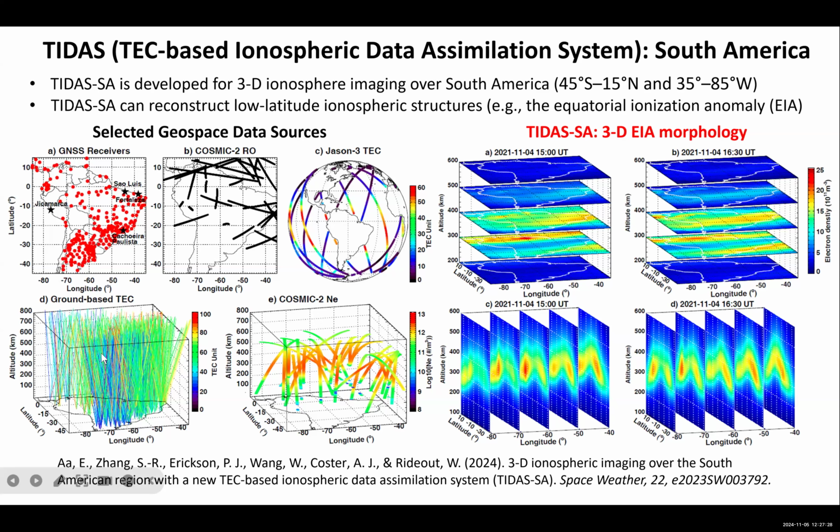This is the line-of-sight total electron content. And this is the COSMIC-2 radio occultation electron density profiles. So these are the data sets that we use to do data assimilation.